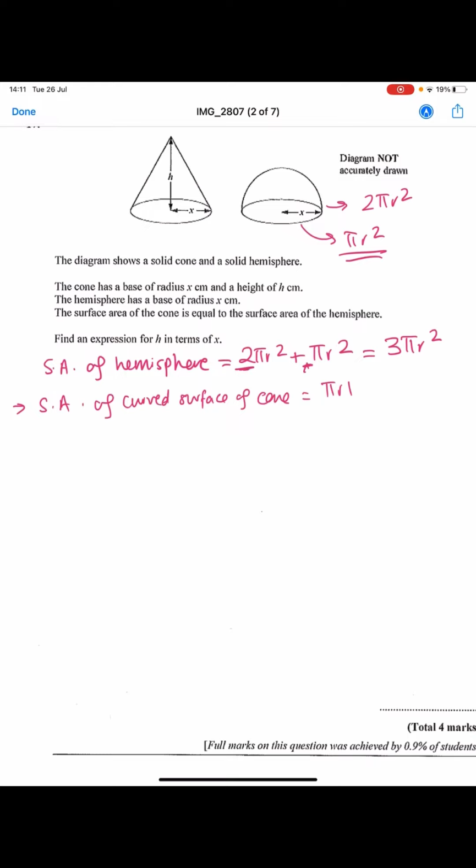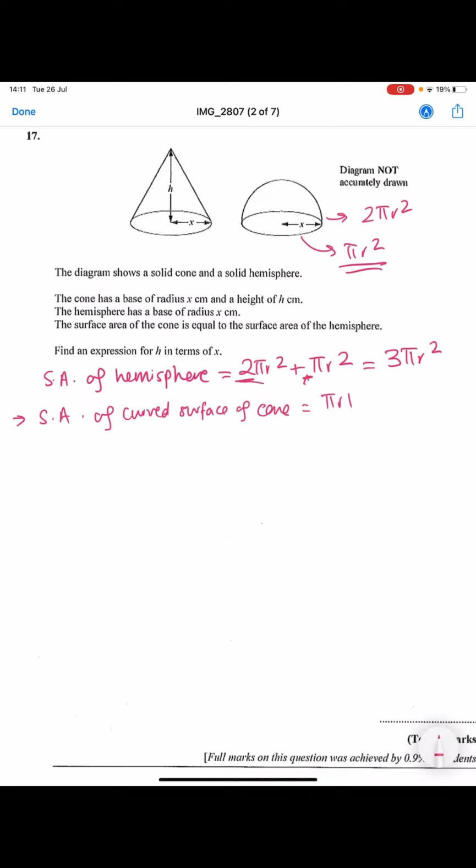Okay, so now let's get rid of that. By the way, they labelled the radius as x. So to make it easier for ourselves, let's replace this r with x. So x here, x here. So the surface area of this hemisphere is 3 pi x squared.